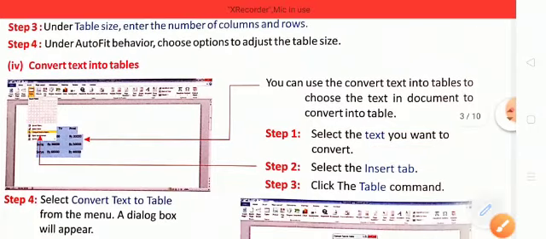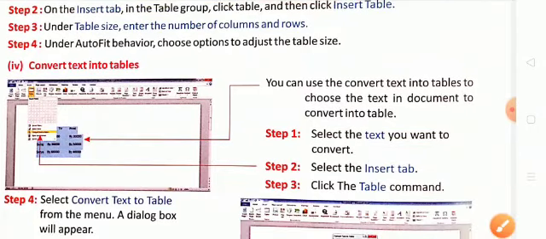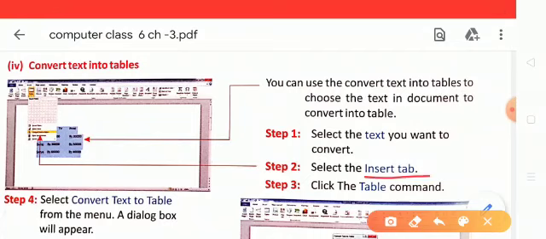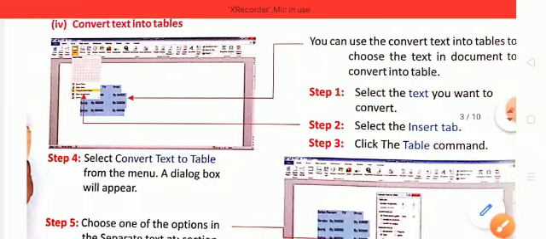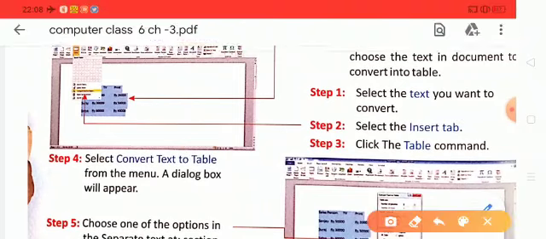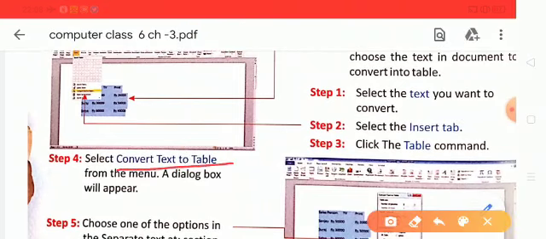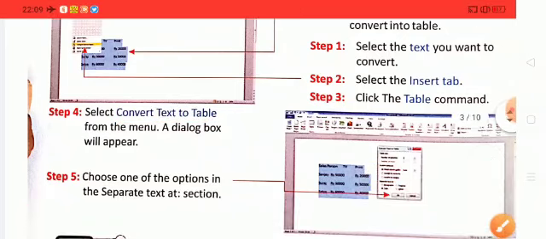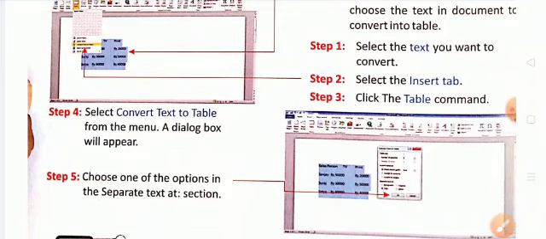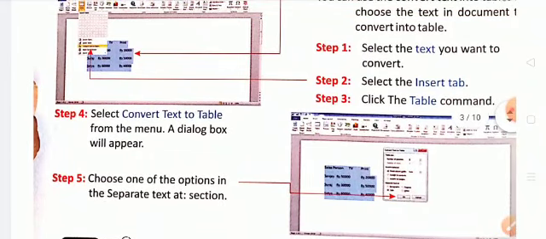Now in step number 2, select the insert tab. In step number 3, click the table command, and in step number 4, select the convert text to table option from the menu. Then a dialog box will appear. Now you choose one of the options in the separate text at.